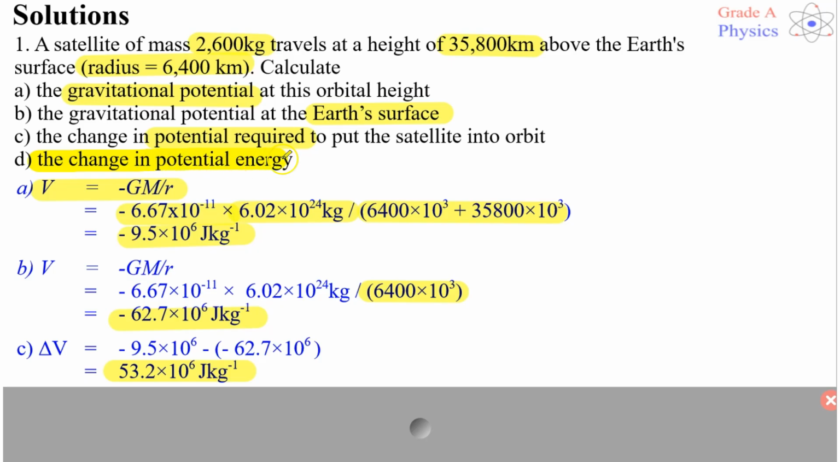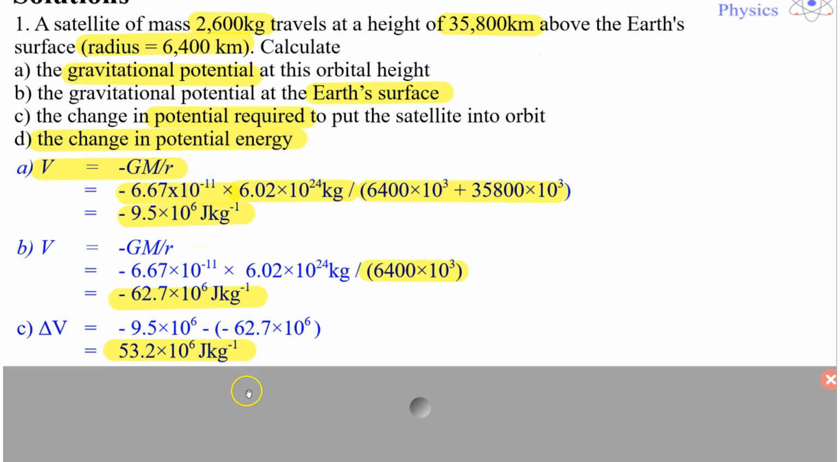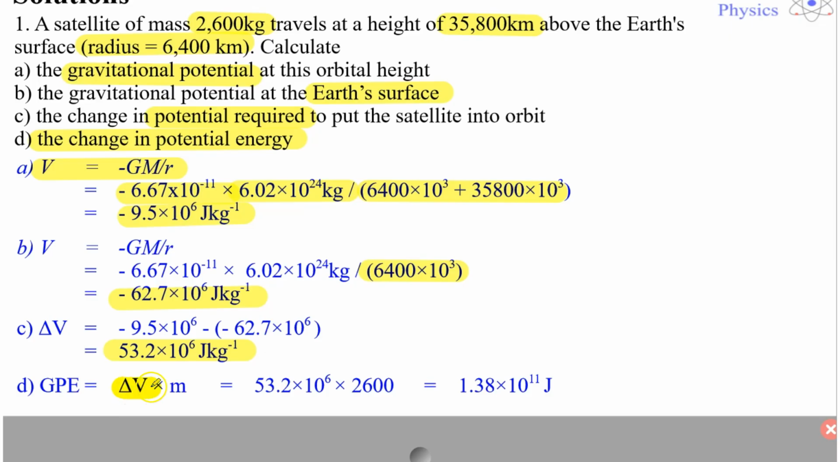And to work out part D, the change in potential energy, once again, we have to go back to the definition of gravitational potential, which is the work done per unit mass, or the energy per unit mass. So all we need to do here is to multiply delta V, which we found already, by the mass of the object, not the mass of the planet. So that's a straightforward calculation, and we should expect to get a really big number. Remember that 1 joule is a very, very small unit of energy. So if we're moving a very large satellite into orbit, then we should expect a huge value for energy.